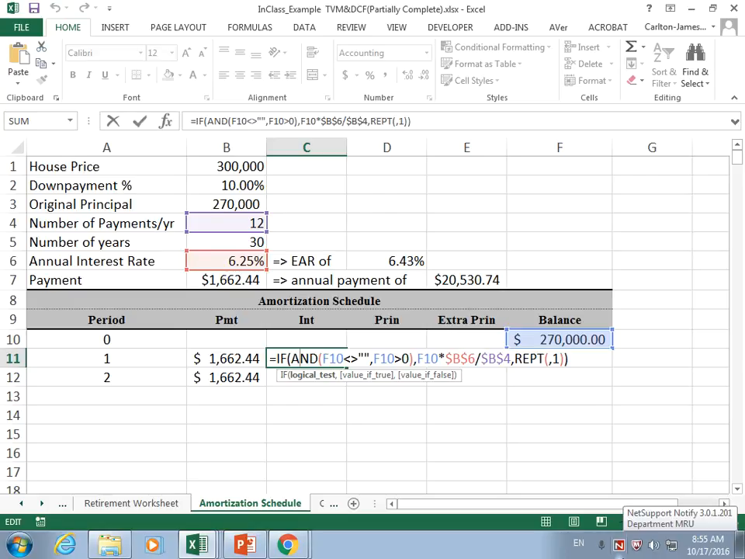So we took the same if statement we had here, the same first part. If it's bigger than 0 and it's not blank, then how much interest are you paying? You're paying 6.25% of this on a monthly basis. Okay, so 6.25%.